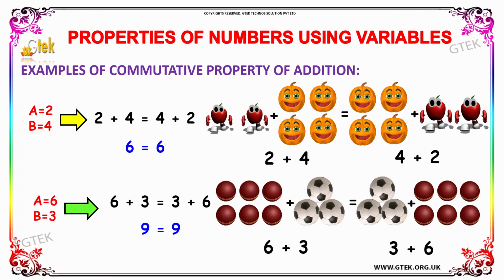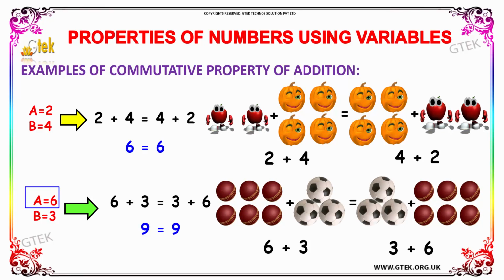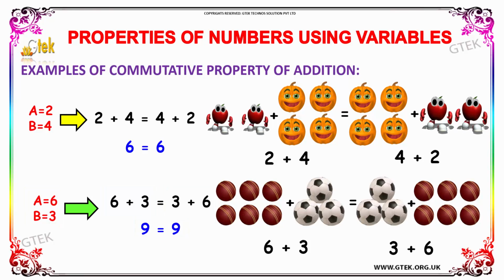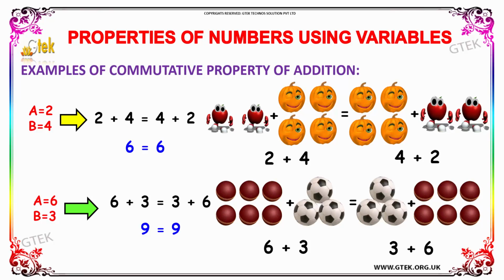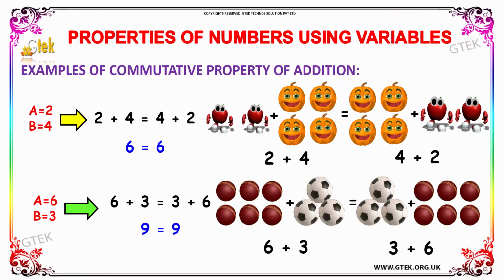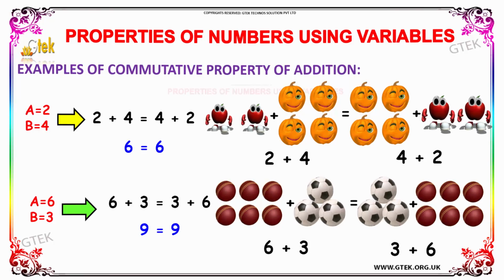We have a second example where the value of A is 6 and B is 3. If we add A plus B, on both sides we get a value of 9. So 6 plus 3: we have 6 cricket balls and 3 footballs. So 6 plus 3 equals 3 plus 6, which is represented over here. So these are some examples of the commutative property of addition.